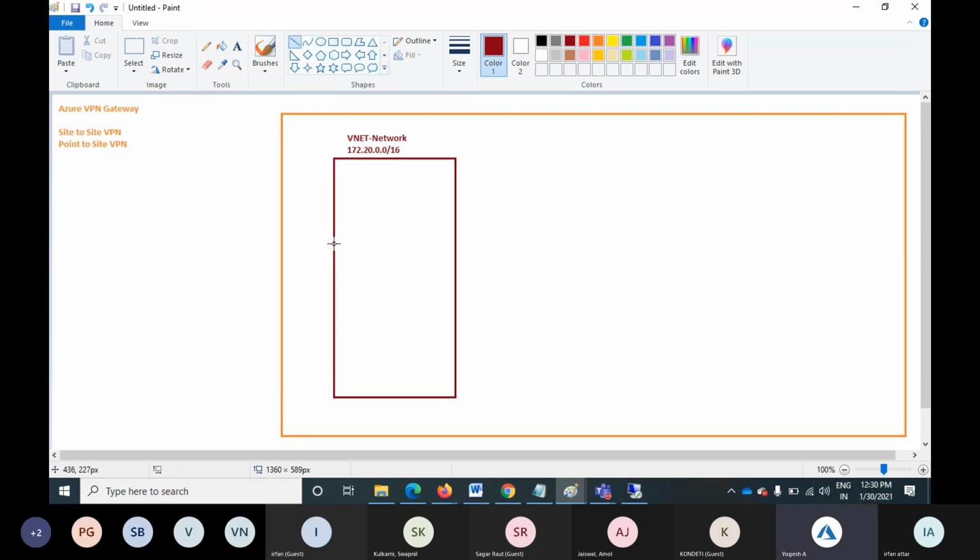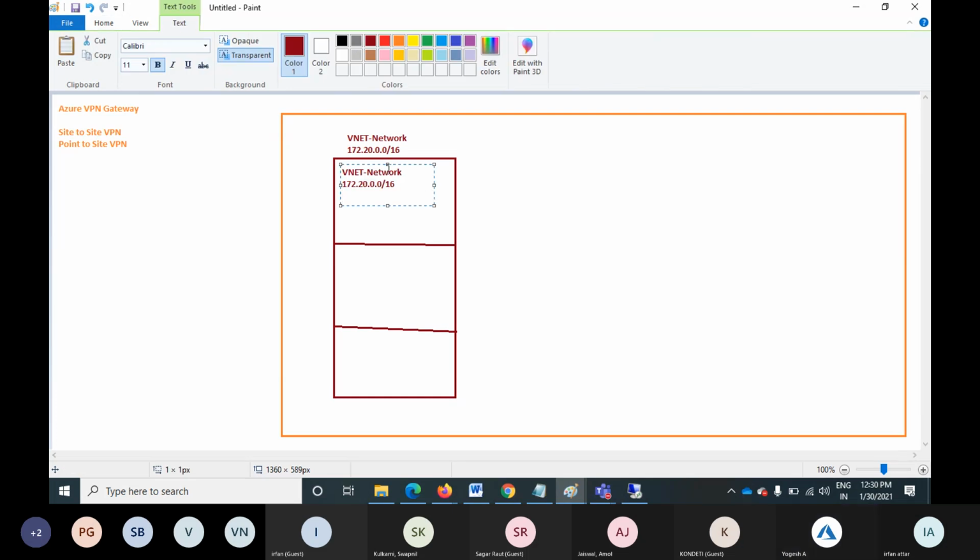So this is the first subnet where you deploy the Azure firewall, and this is the second subnet where you are going to deploy the VPN gateway. So this is my Azure firewall subnet, and this is hard coded, 1.0/24, and this is my gateway subnet. Again, same thing, gateway subnet. Your name should be the same every time.